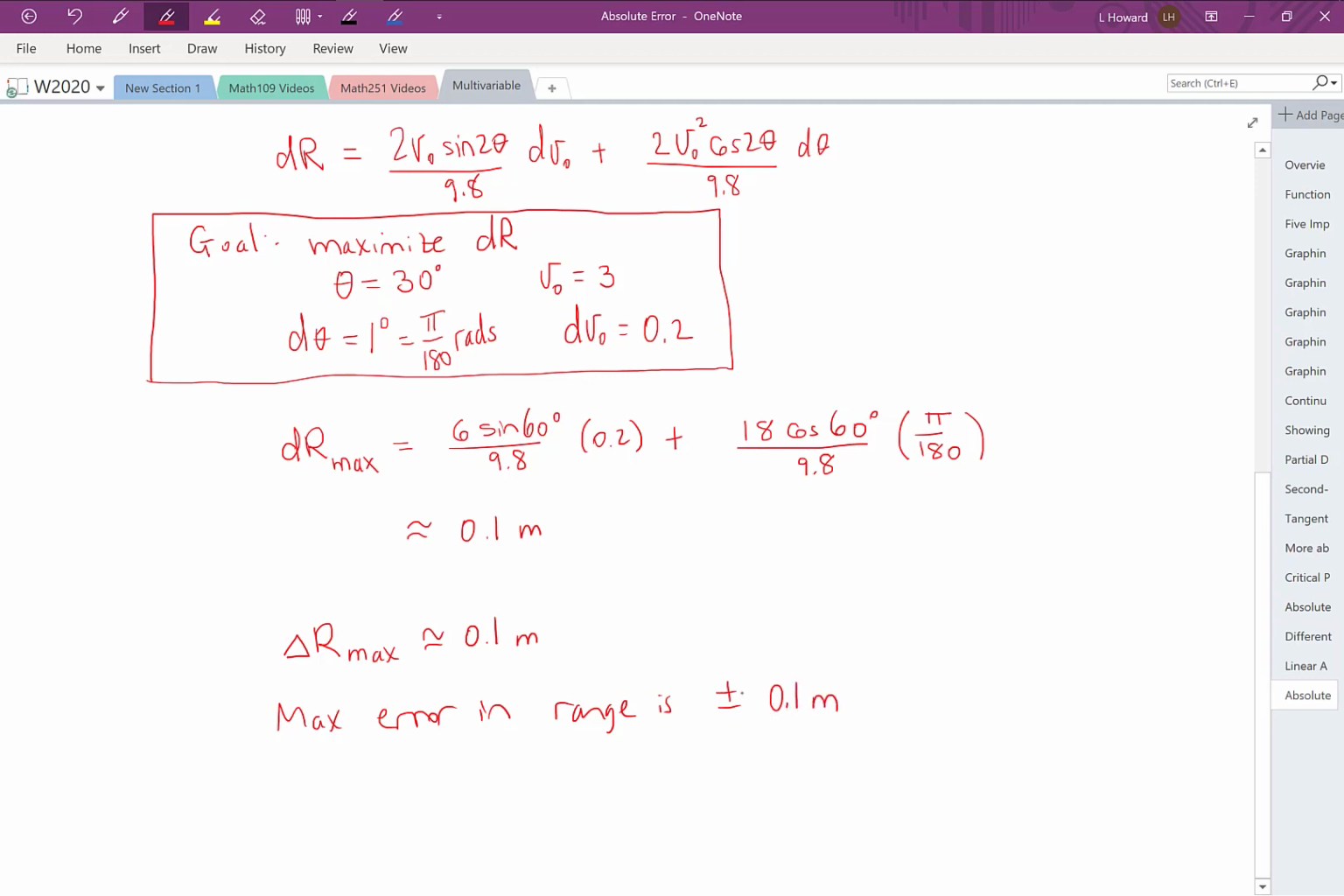So you would get the negative error if you had, in your evaluation, actually used the minus 1 degree for the d theta and the minus 0.2 for dv0. So you could be off by 0.1 meters in either the positive or negative direction. And that gives us our answer. So that was some practice on using differentials to calculate absolute error.